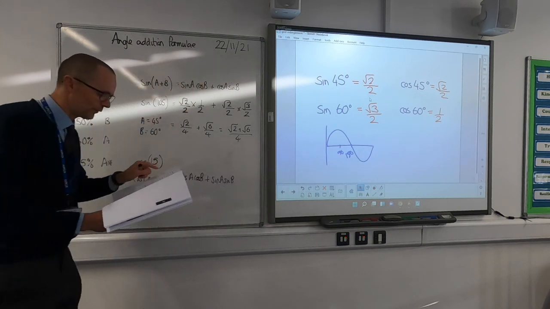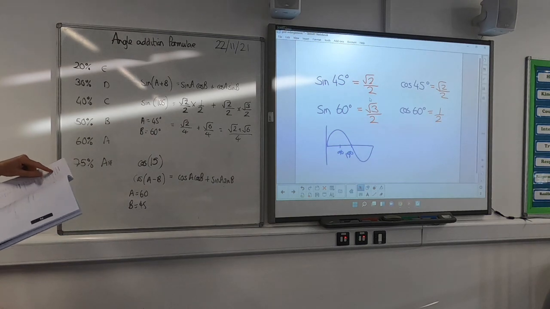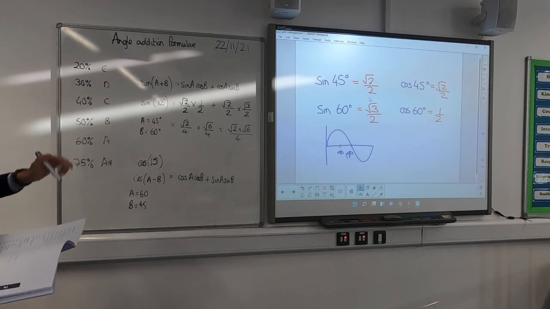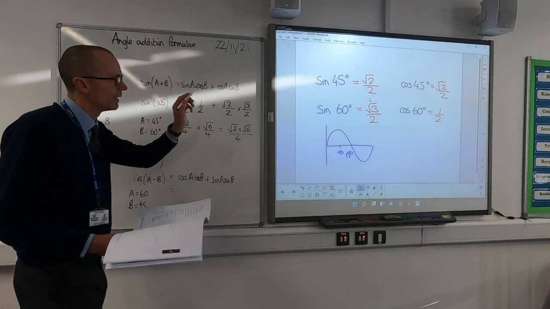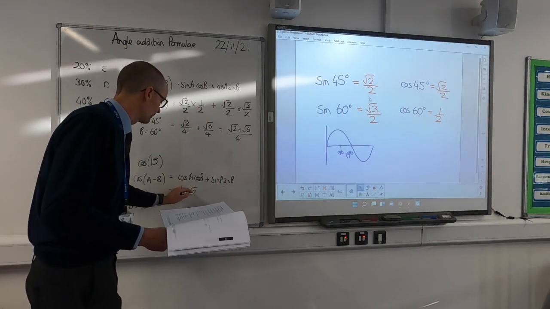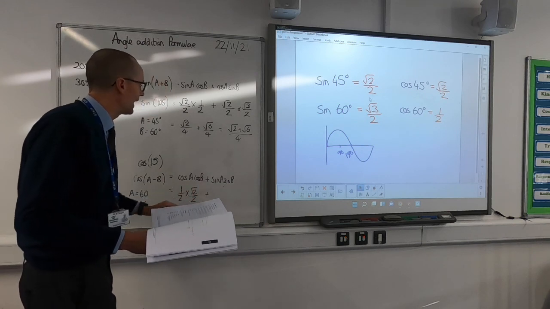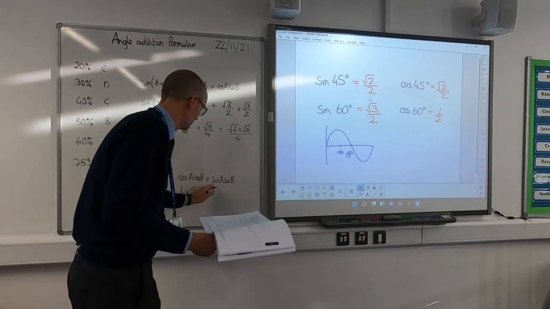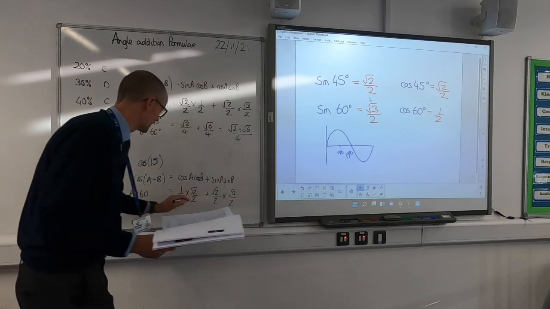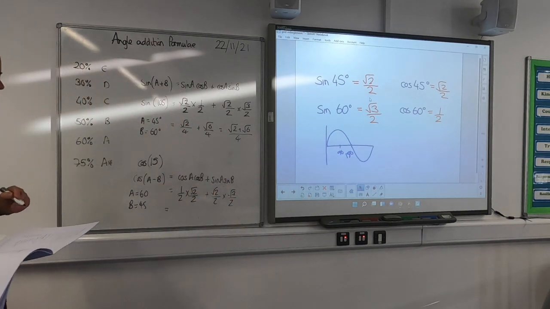Okay, if you look at the way the formula is, when you're doing cos A minus B, the minus is on the bottom, so you use the sign from the bottom, which is a plus. But you end up with the same sum, don't you? You end up with a half times root 2 over 2, and you end up with root 2 over 2 times root 3 over 2. So you actually get the same answer as we got before.